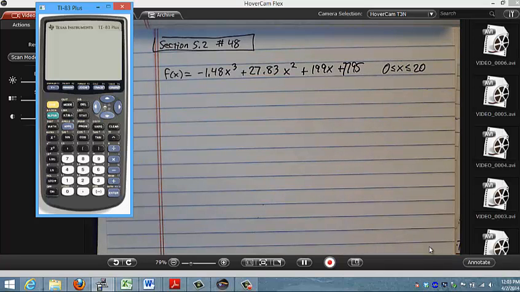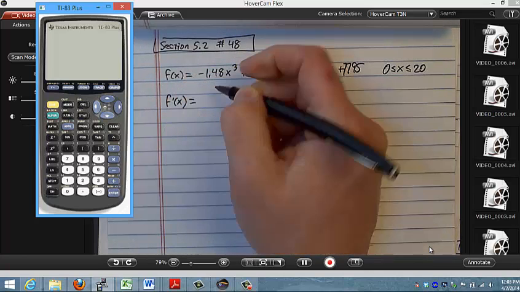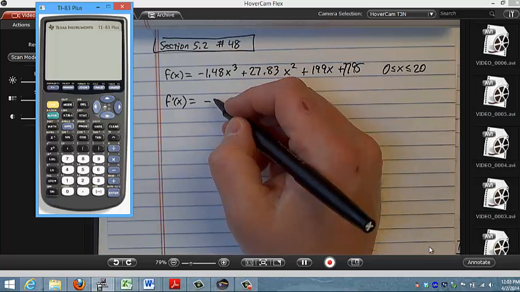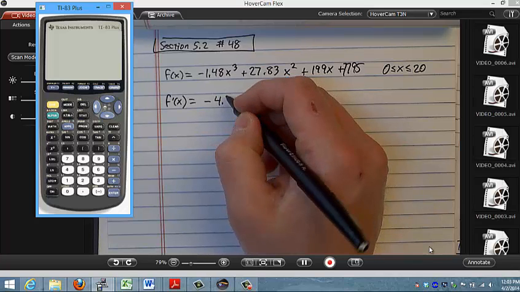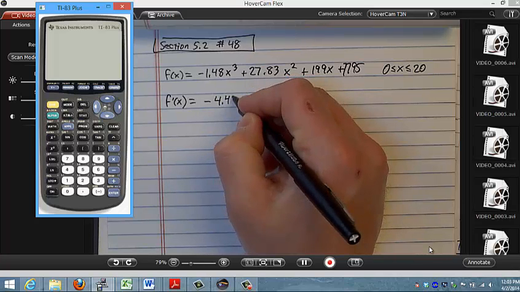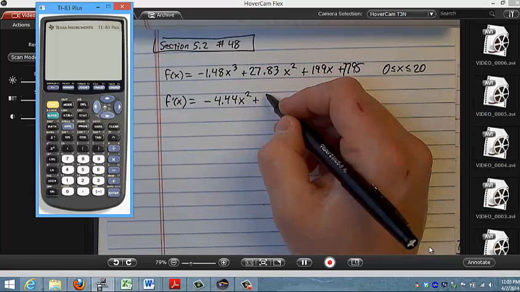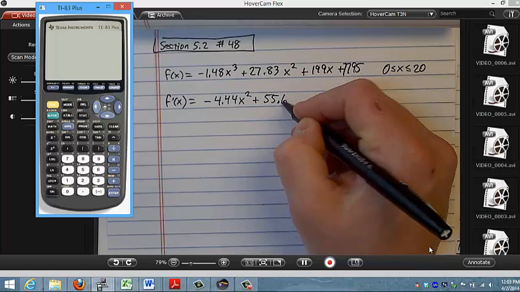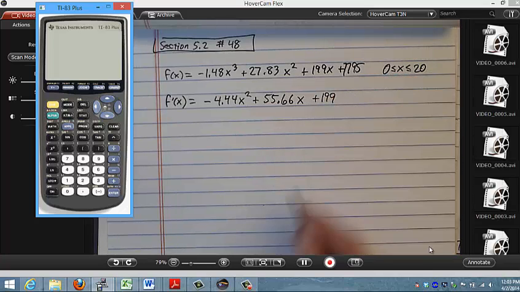All right? So my derivative is negative, well, now I got to multiply by 3, right? So I get negative 4.44, right? Thanks for the help, guys. I really appreciate it. And is this 55.66x? And this one's 199. Okay? So there's my first derivative.